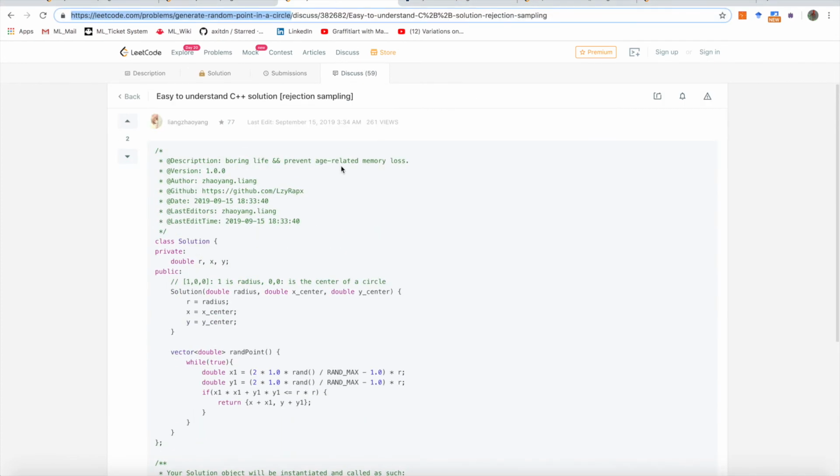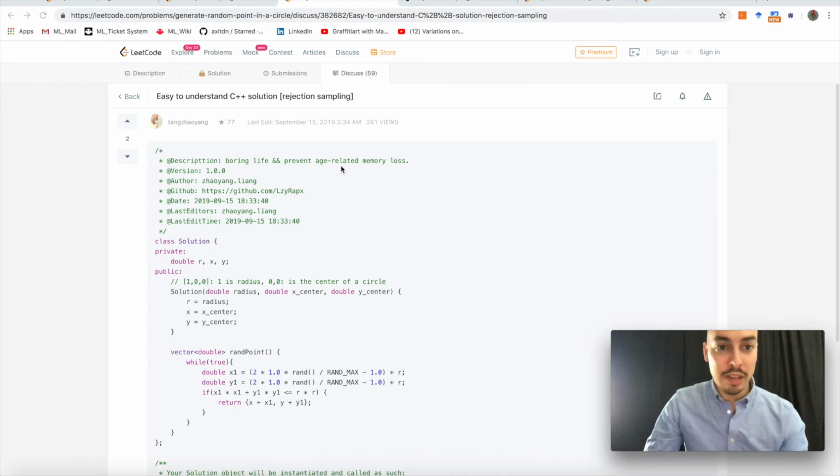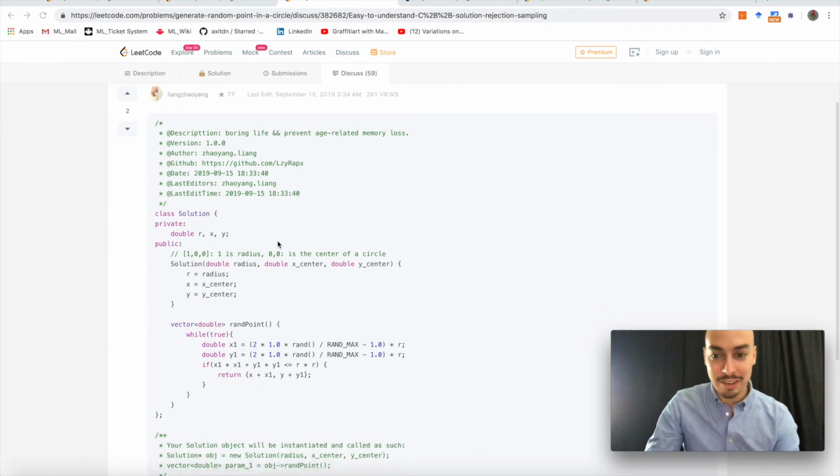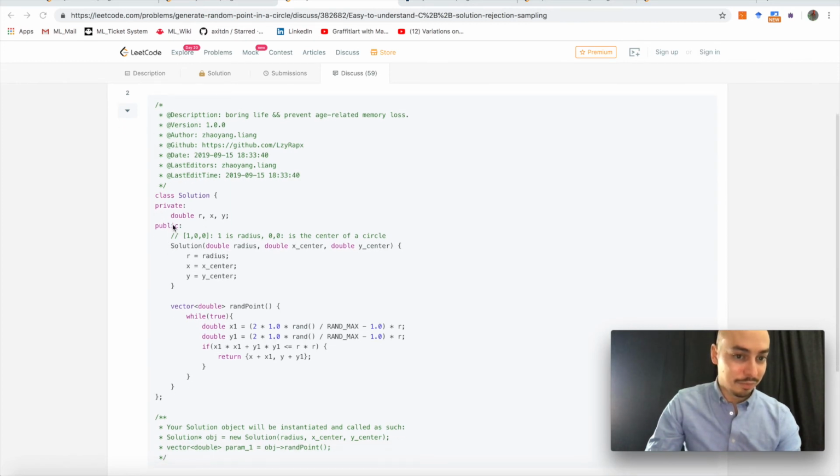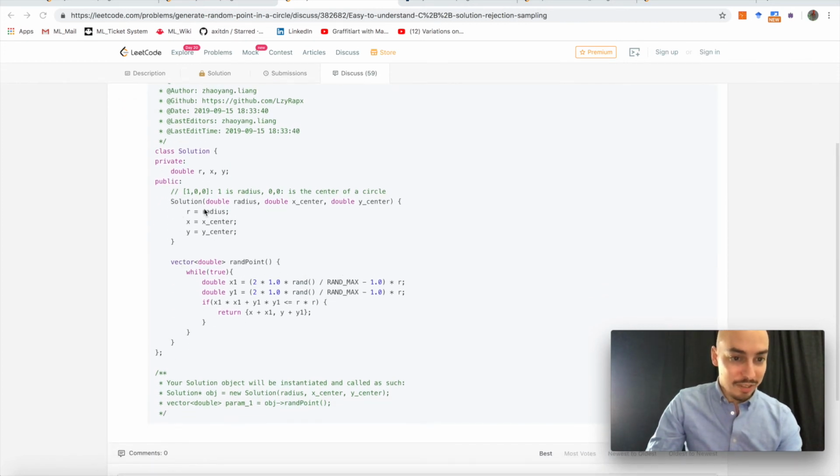Next up was the random point in a circle discussion. Easy to understand C++ solution using rejection sampling with some really nice description on it. And again, there is some part on the data structure aspects of it, and just to make sure that everything's initialized correctly, which we assume is correct here by using the constructor. And we, however, want to focus on random point generation.